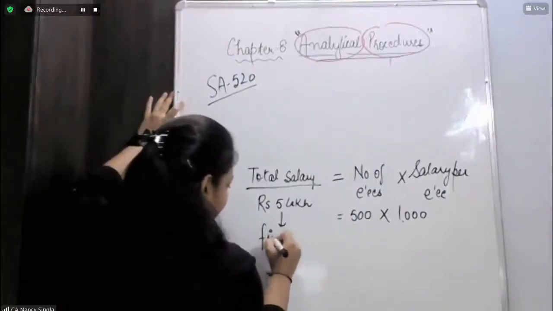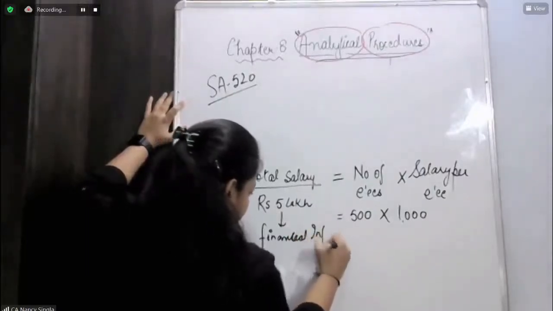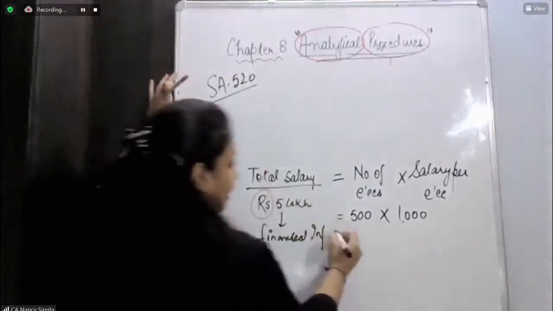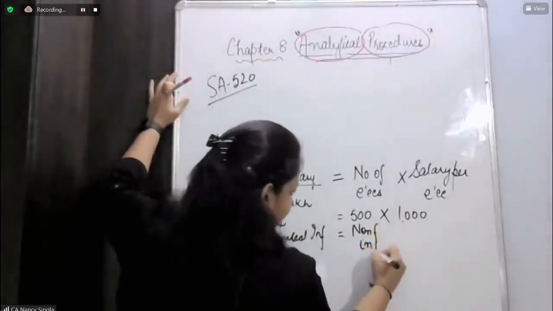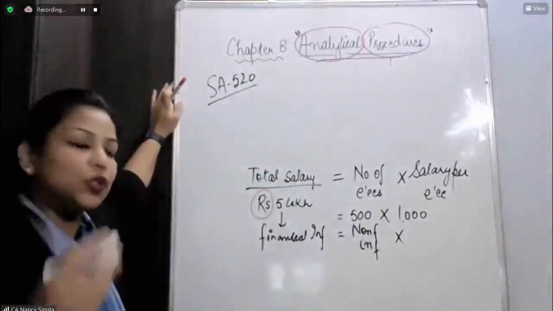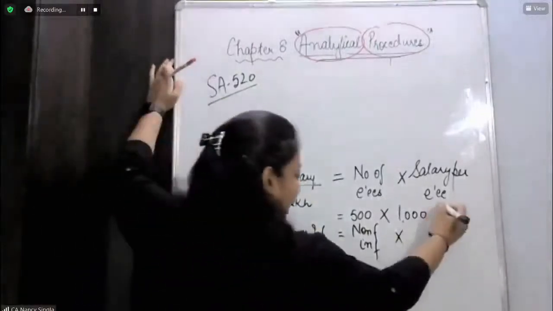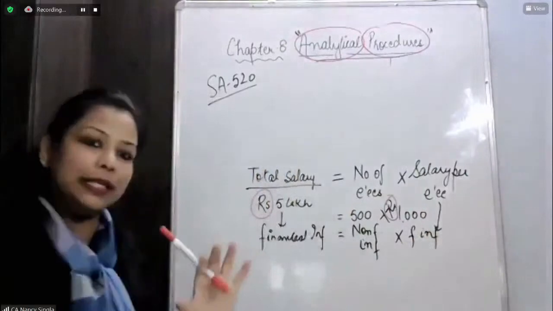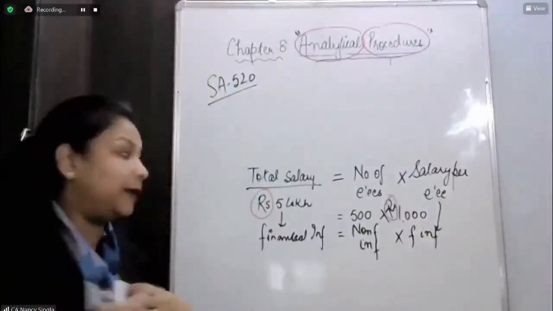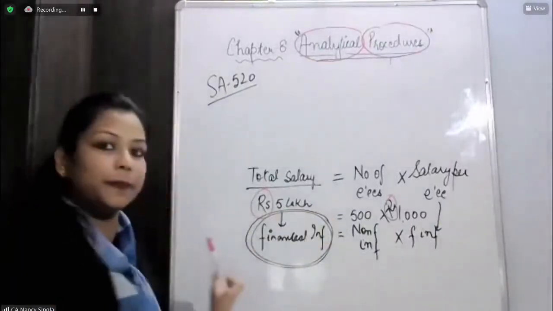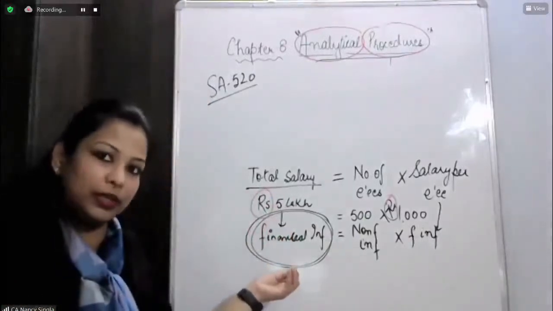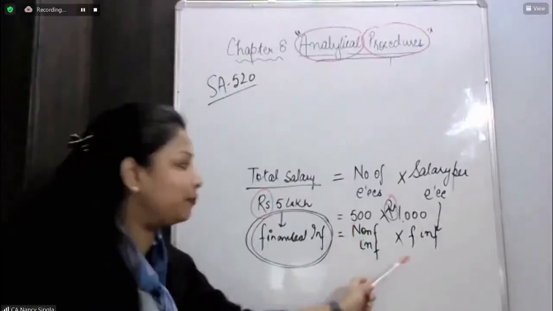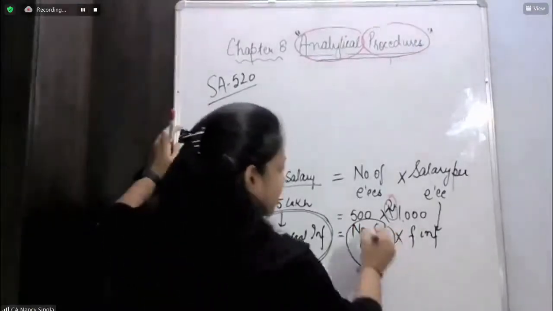I can say this is a financial information. Why? Because this is in rupees, right? I can say this is a non-financial information. The number of employees, or anything in numbers which is not in rupees, is what? Non-financial information. And salary per employee is again what? A financial information. Clear? So what I as an auditor am doing, I am evaluating the financial information. Evaluation of what? Financial information, right? How? By considering the relationship among both non-financial data and financial data.